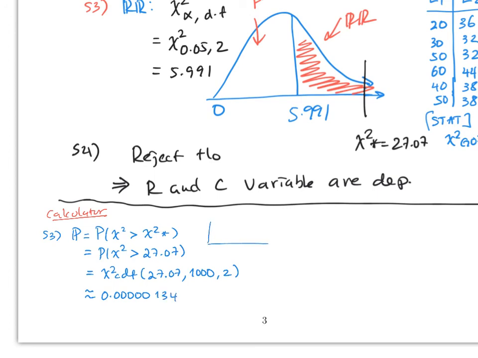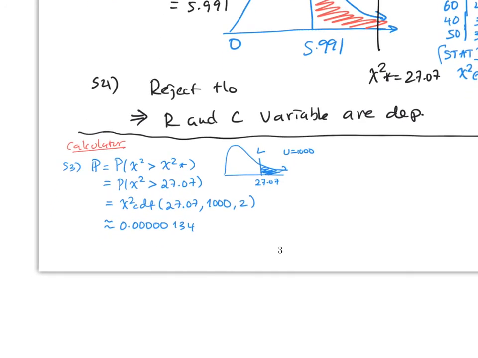Okay. Remember the graph looks like this. Just for the record, this is 27.07. So this is the lower bound, and the upper bound is 1,000, and so forth. Right, so remember the last thing you do, you compare the p-value, which is this. Clearly this is less than alpha, which is just 0.05, and that implies to reject H0. And end of the study.